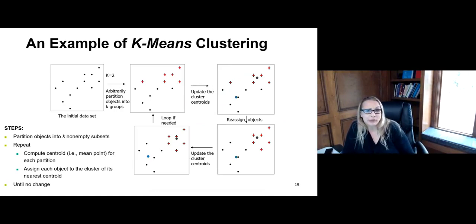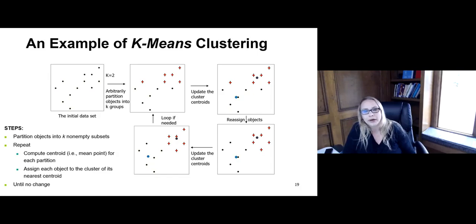Here is another example where we have K equals 2. So initially the points were randomly assigned to the centroids, and the points are just arbitrarily partitioned into 2 groups at this point. Then in this case, we're going to start updating our cluster centroids, which are indicated as our black and our blue dot. Next, we're going to reassign the objects based on the new centroids. And here we start to see some of them change. And then we're going to update the cluster centroids again. Then we loop back around if we have to, depending on whether or not the points change along the way.